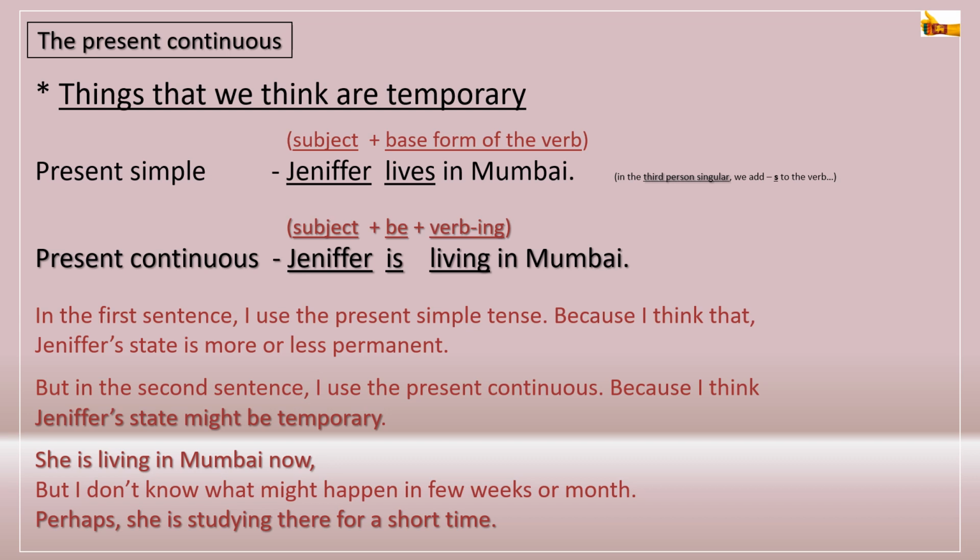Things that we think are temporary. Compare these two sentences. Present simple, Jennifer lives in Mumbai. Present continuous, Jennifer is living in Mumbai. In the first sentence, I use the present simple tense because I think that Jennifer's state is more or less permanent. But in the second sentence, I use the present continuous because I think Jennifer's state might be temporary. She is living in Mumbai now, but I don't know what might happen in a few weeks or months. Perhaps she is studying there for a short time.